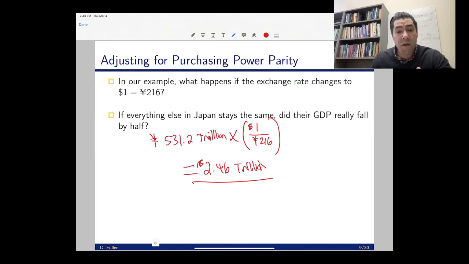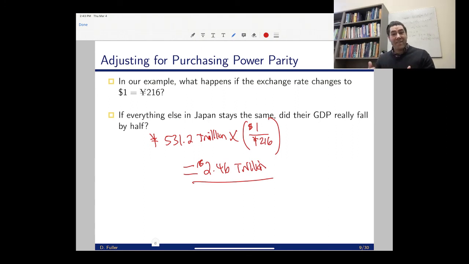And so the point I'm getting at is that the exchange rate depends on a lot of things and can change a lot over time. If this happened overnight, did GDP in Japan really get cut in half? We would say, well, no. Their production didn't change at all. It was just the exchange rate calculation that changed.